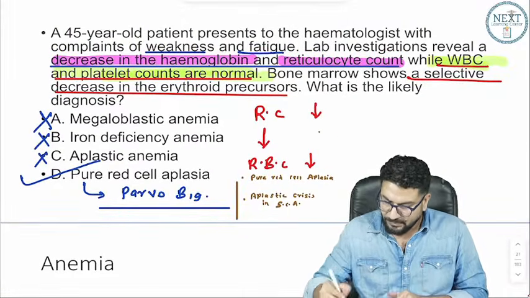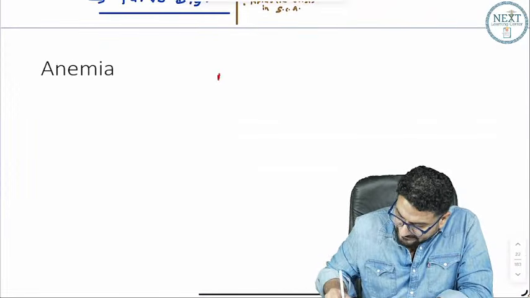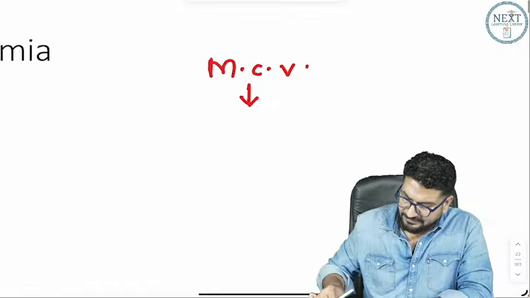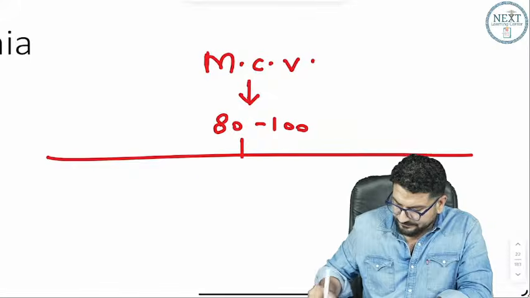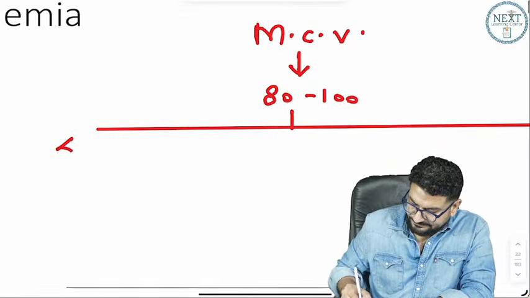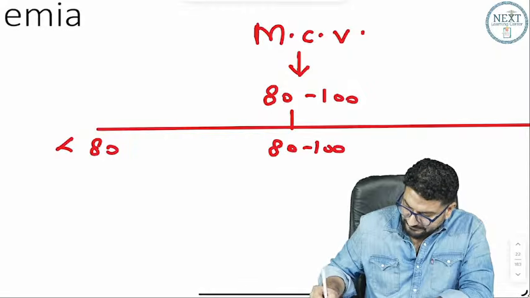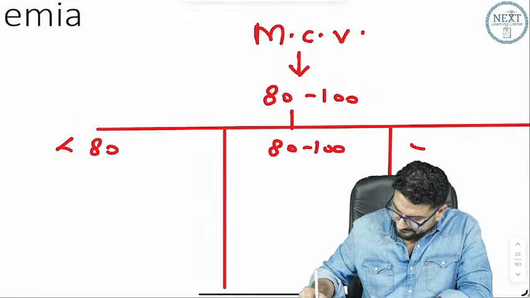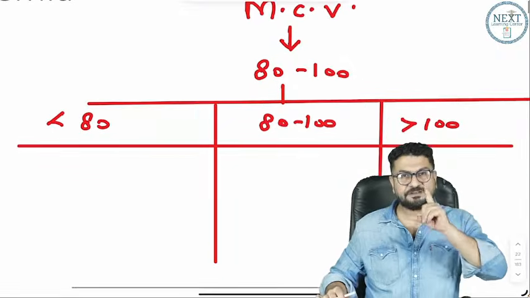Am I clear? Okay, just remember always, whenever a question asks you about anemia, the first thing you have to see is MCV, that means mean corpuscular volume. So the first thing you should approach is MCV. MCV normal value is 80 to 100 femtoliters. When the MCV value is less than 80, we call this microcytic. 80 to 100, we call this normocytic. And more than 100, we call this macrocytic. So just remember, this is very, very important. First thing you have to see is MCV.